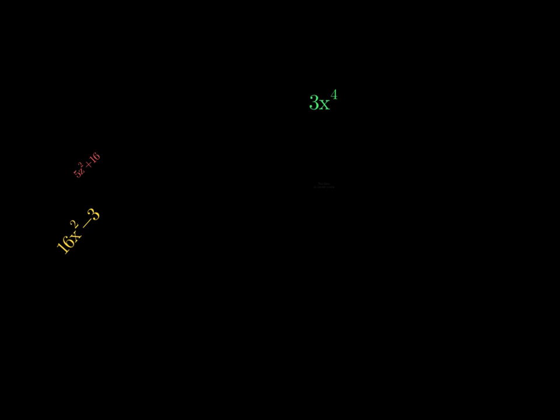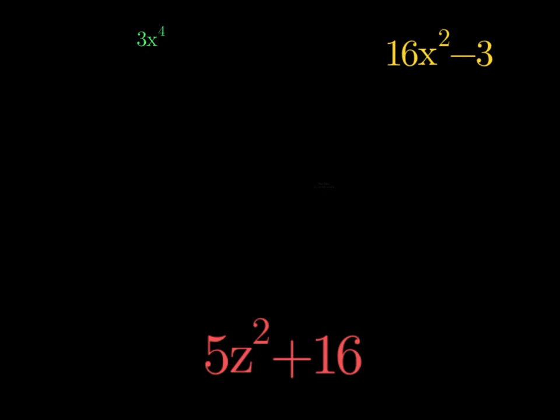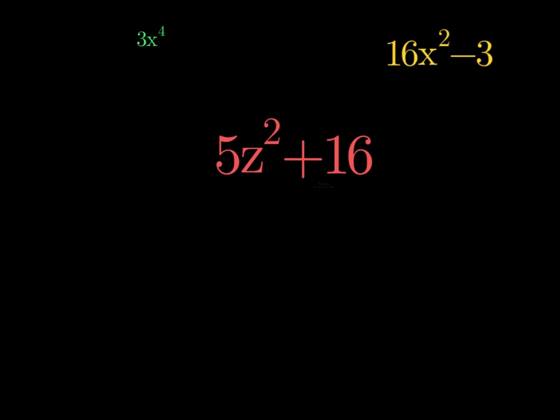So we could write 3 times x to the 4th power. I'll bring up another example here on the screen. This one is a little bit different. For this one, we would say 16 times x to the 2nd power minus 3. Pretty simple, right? Alright, now that we've done those two, let's bring one in and see if you can do this one by yourself.